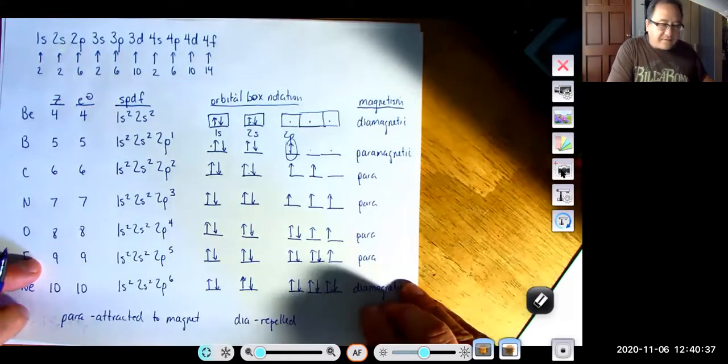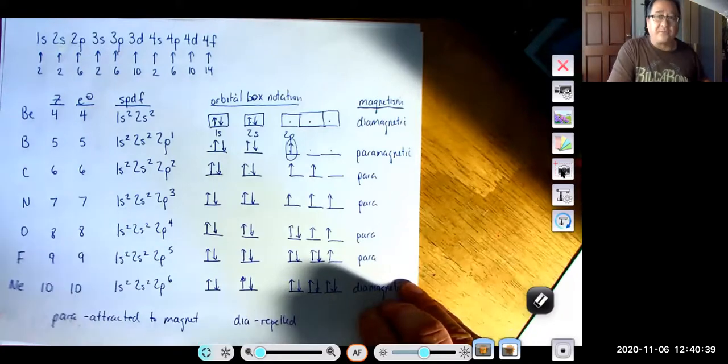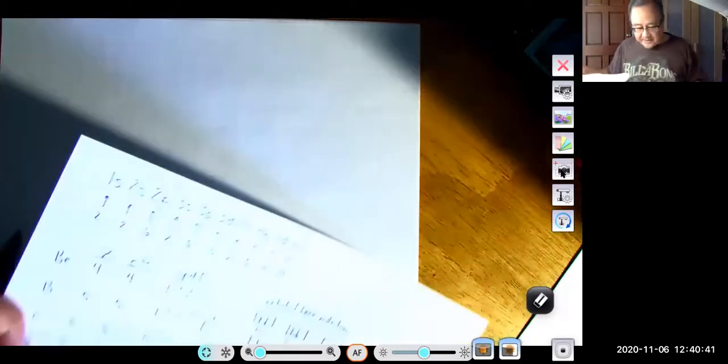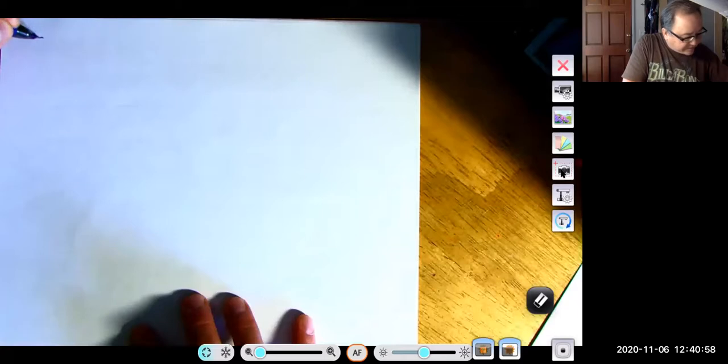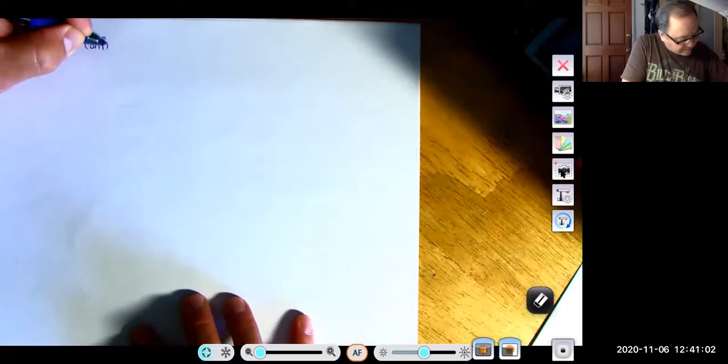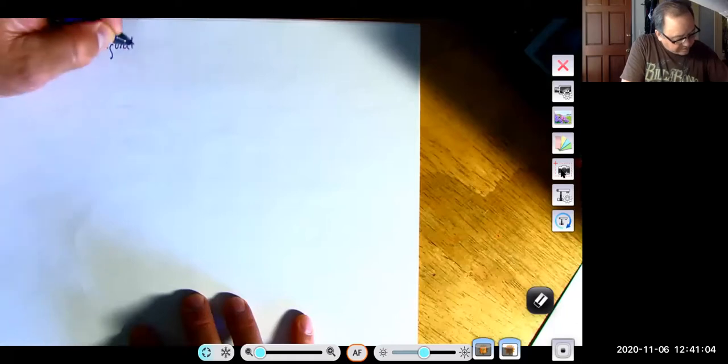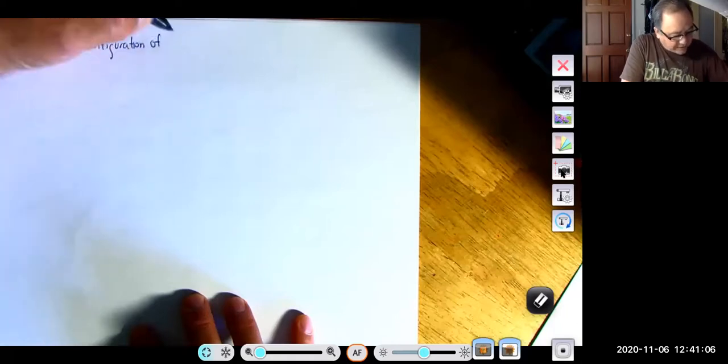So we have enough information to go ahead and start doing some problems. I will show you one more thing though, before we move on to the problems. And that's this one right here. I want to get the electron configuration of iron.